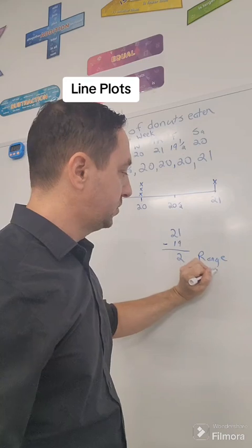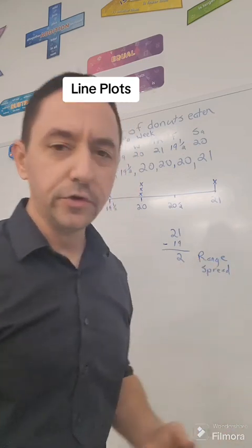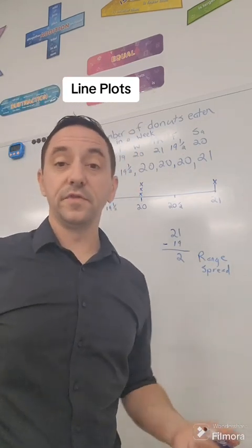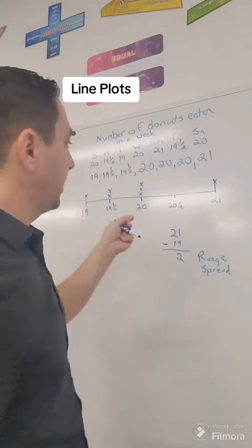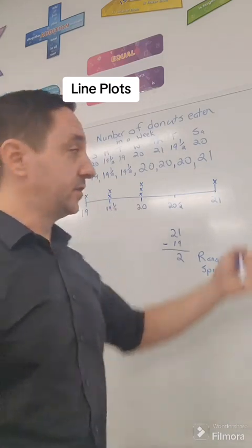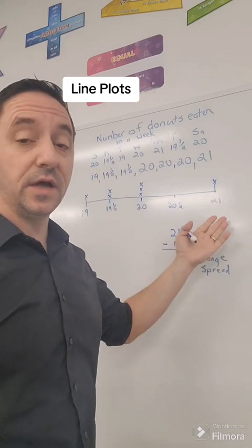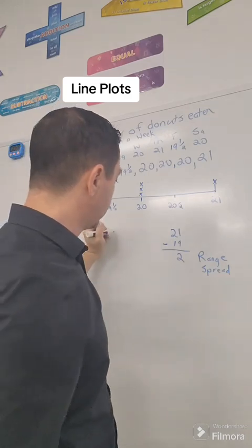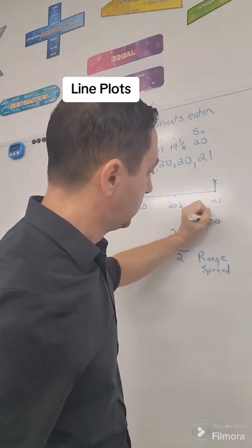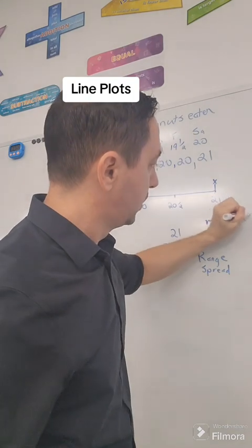And now I know that the range or the spread of my data is going to be 2. Another quick one you could throw in there is mode. What is the mode of this data? Mode is another word for the most. Which data value is represented the most? And on this one, super easy on a line plot. I'm just going to look for the most x's. The most x's here are 20. So I know my mode is going to be 20.